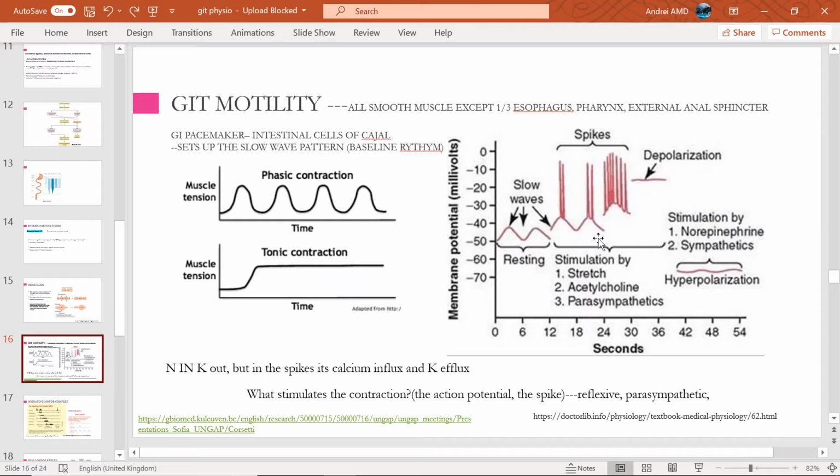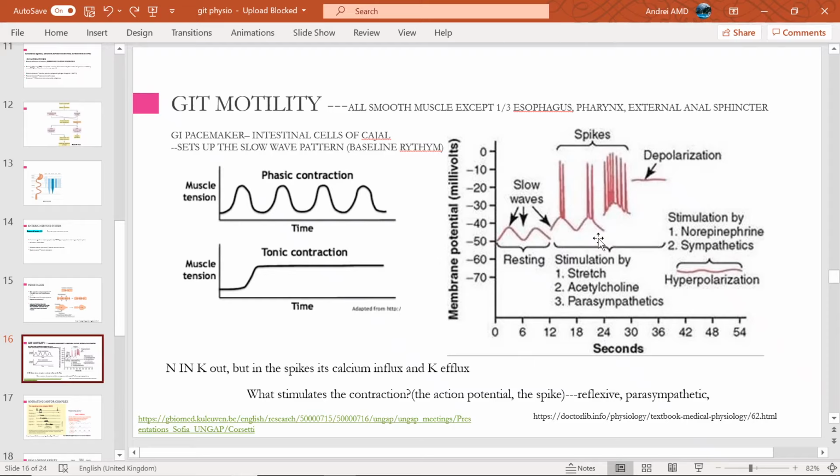And when you get the spikes, it's so much easier to depolarize and get to the threshold. Whereas in the opposite scenario, when you have a lot of adrenaline and you're in the sympathetic state, this slow wave baseline just goes down, so it's harder for you to reach up here. So this is the explanation for this picture.